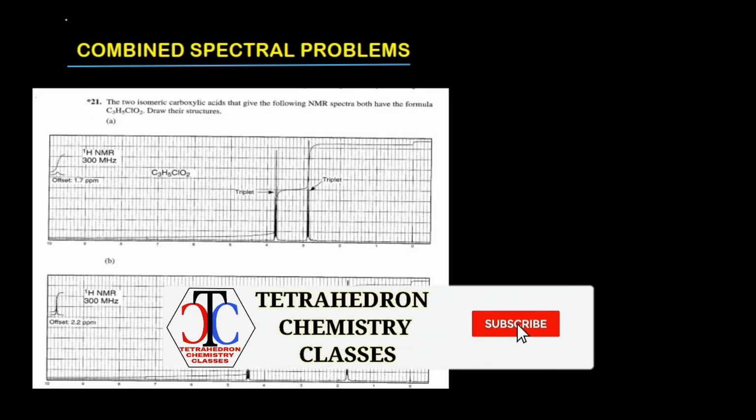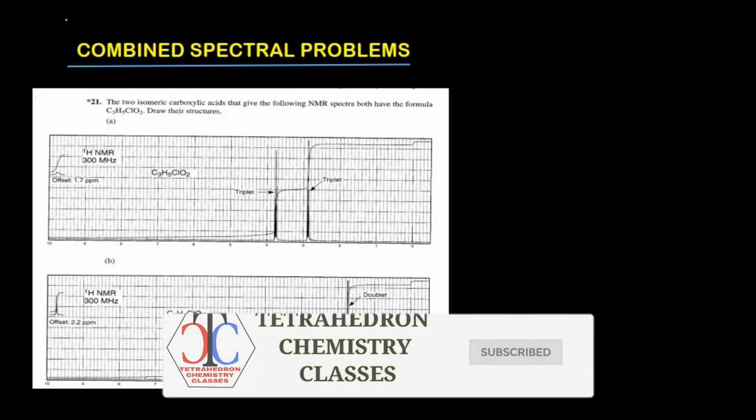See, the title should not be combined spectral problem, because this problem is purely based on the proton NMR spectrum. But since I am dealing with combined spectral problems, I have decided to put this particular problem in this section. So I have given this name, combined spectral problem.